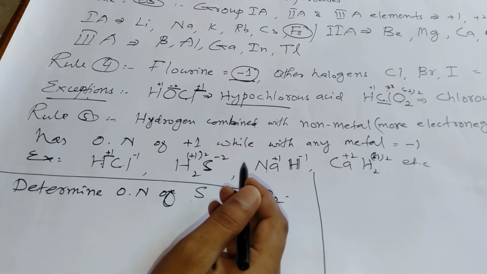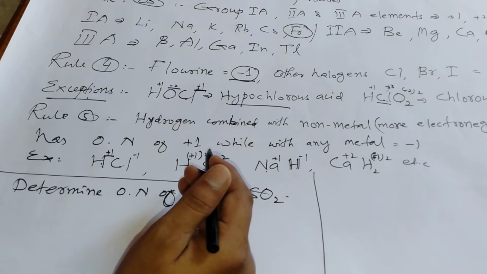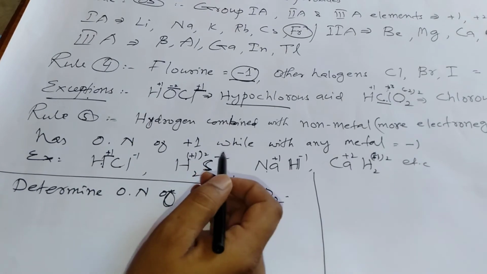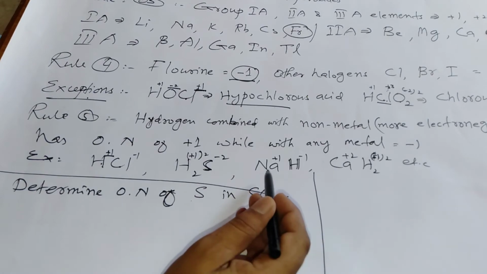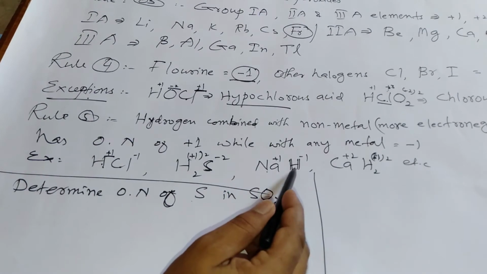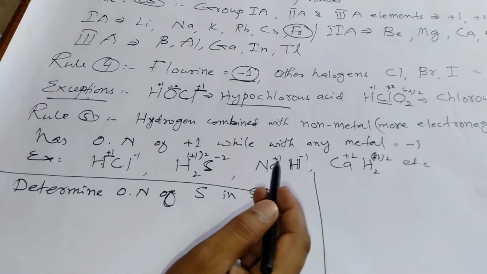If the non-metal is more electronegative than hydrogen, then hydrogen will have +1 oxidation number, while all the metals have lower electronegativity than hydrogen, so hydrogen will have -1 oxidation number.